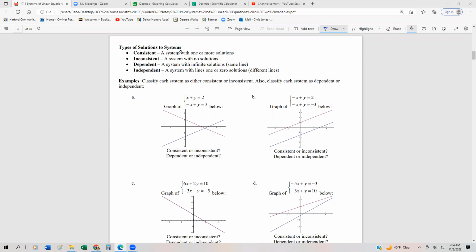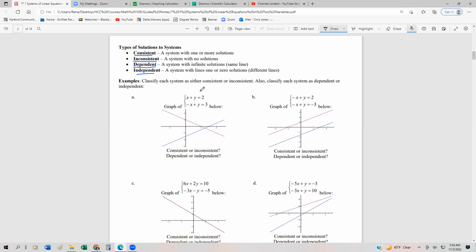Any system that has at least one solution is called consistent. If a system has no solution, it's called inconsistent. If a system has an infinite number of solutions, it's called dependent, because the lines are dependent upon one another. And if it only has one or zero solutions, at least with these types of linear systems, then it's going to be called independent.